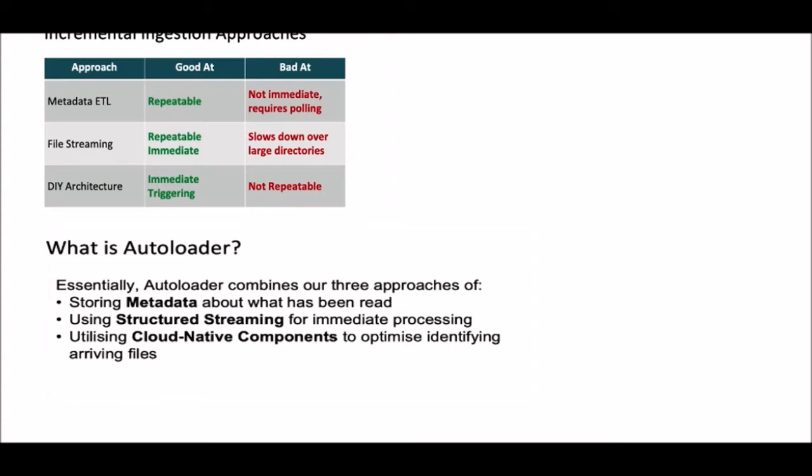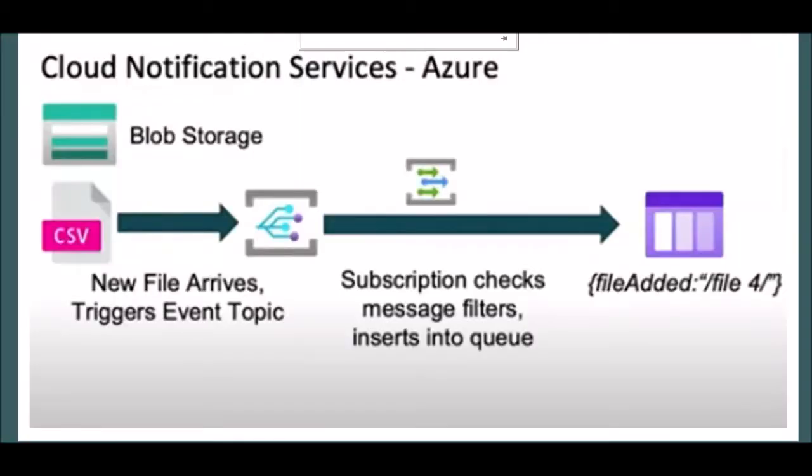But now what happens with all these three possible solutions? There are some pros and cons, right? What it is good at, what it is bad at. So what Autoloader has done basically is that it has taken all the good things from all three solutions and put them together. So essentially, Autoloader combines our three approaches. It is storing the metadata, it is working on structured streaming, and it is also using cloud native components, right? So it's kind of a win-win situation where you are getting all the benefits from all the three approaches.